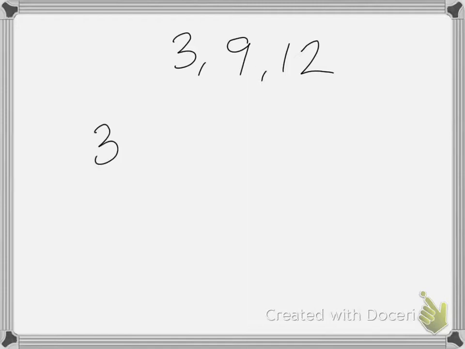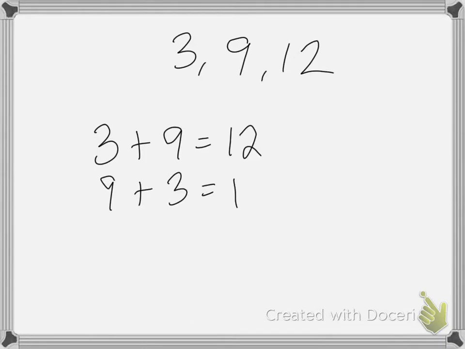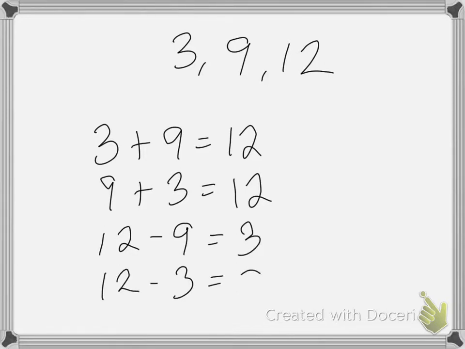So we have 3 plus 9 equals 12. 9 plus 3 equals 12. And then my subtraction fact families would be 12 minus 9 equals 3, and 12 minus 3 equals 9. So notice I didn't use any other numbers. I only used 3, 9, and 12. I just put them in different places.